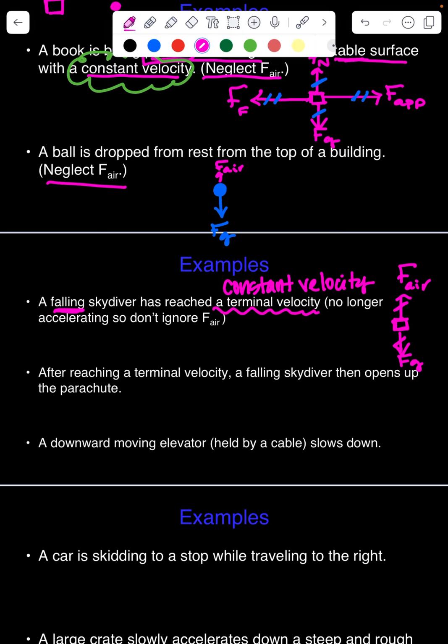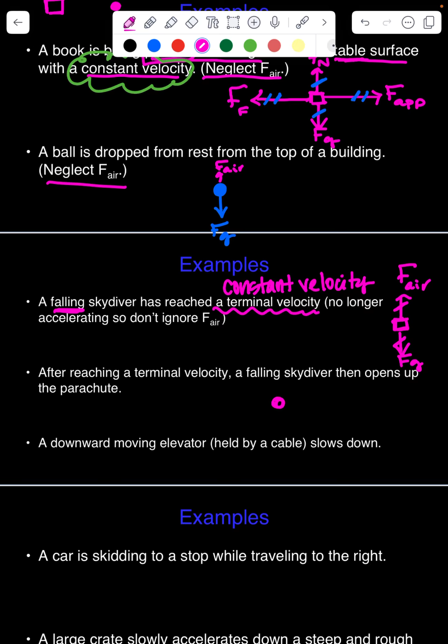All right, so same skydiver. After he reaches terminal velocity, he opens up his parachute. Hopefully you have seen movies, and after they open up their parachute, the skydivers slow down. All right, so slowing down is a type of acceleration. And when we have acceleration, that tells us that our forces are unbalanced. They are not equal to each other.